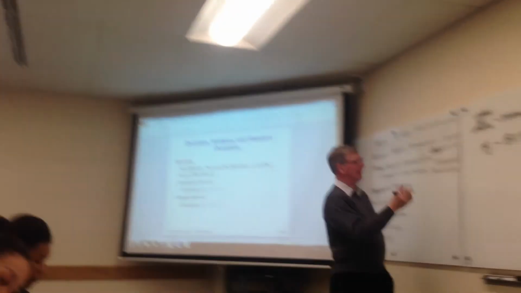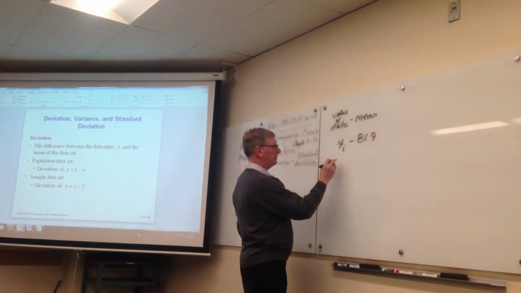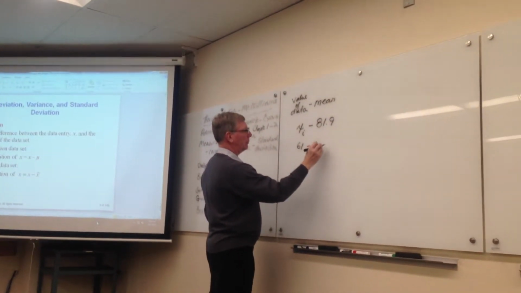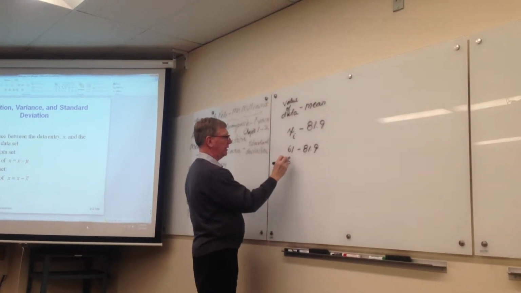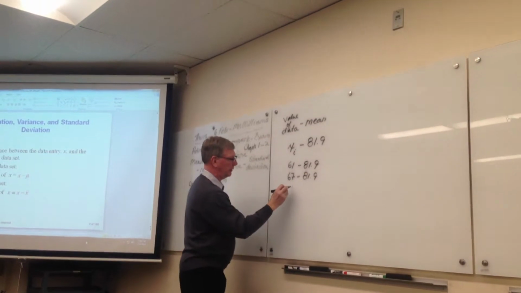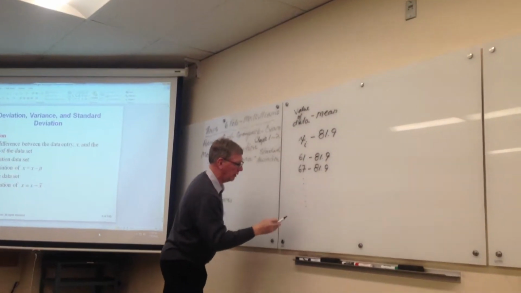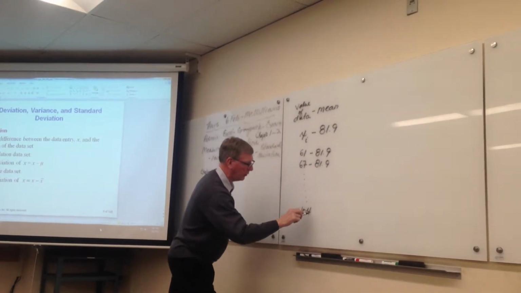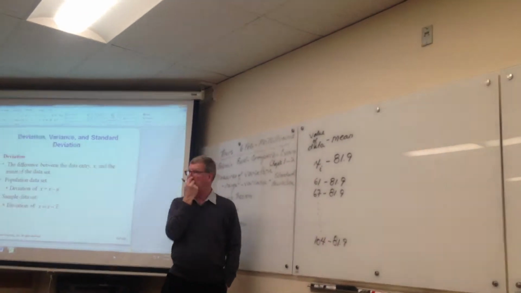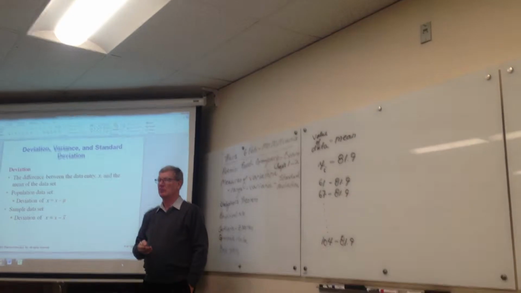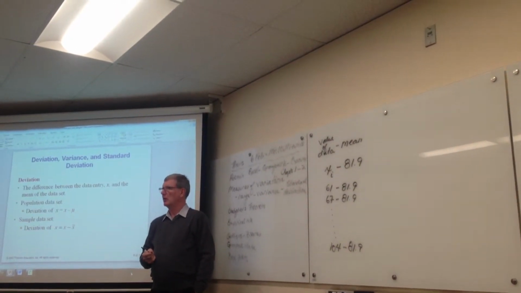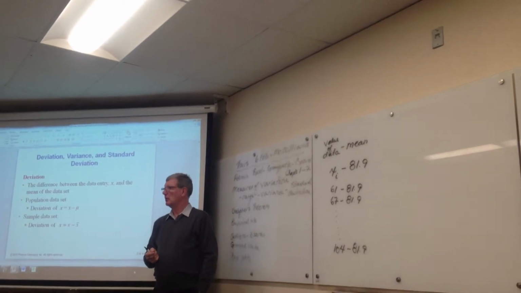And so, for example, in our case, if I took the lowest piece of data, it's what, 61 minus 81.9. I think the next piece of data is 67 minus 81.9. And we do that all the way down to 104 minus 81.9. And that's all the deviations. Question? Yes, no, makes sense?